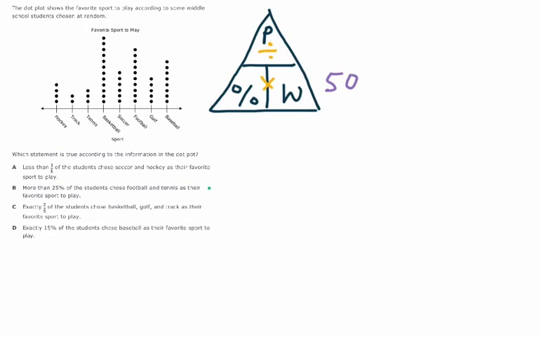So that gives us our whole, and it looks like on a lot of these we're going to need the percent, or we're going to need a fraction, almost a ratio. So A, let's read A. A says less than 1/5 of students chose soccer and hockey as their favorite sport to play. Less than 1/5. Well, let's count up those that chose soccer and hockey. Soccer looks like it is 6 students. We look at hockey, that looks like 4 over here. So that's going to get us a part of 10.